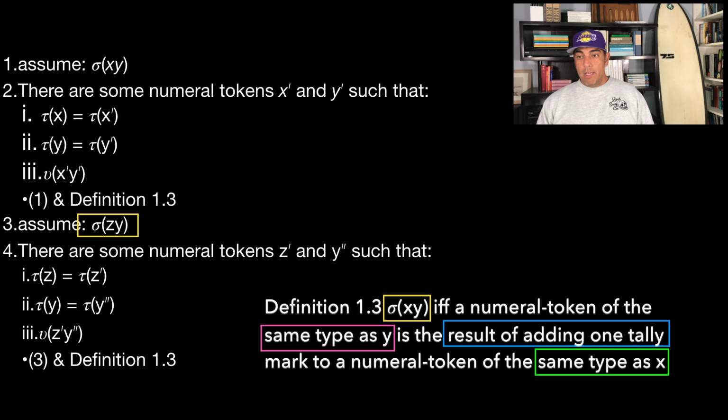All right, so if sigma is in that zy relationship, that must mean that there are two other numeral tokens out there.